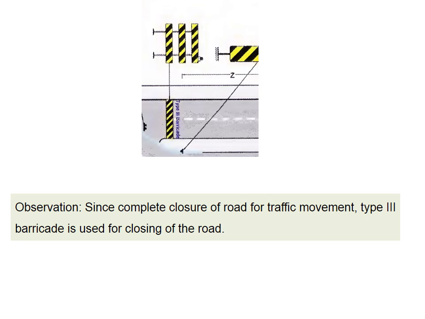The next important observation is complete closure of traffic movement. Type 3 barricade is kept. Yes, this road is completely closed. Type 3 barricade has 3 slots like this, and it is permanently placed. They place this kind of barricade across the complete width, indicating that the complete road is closed for movement.